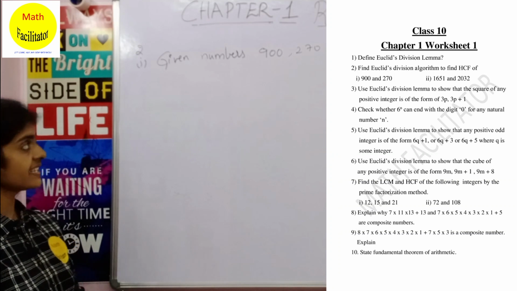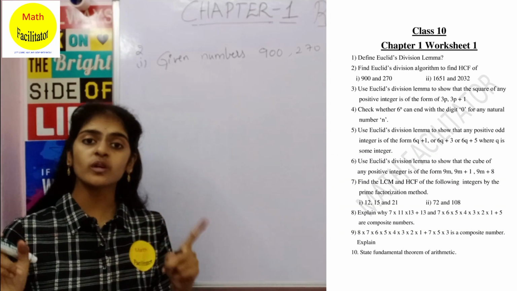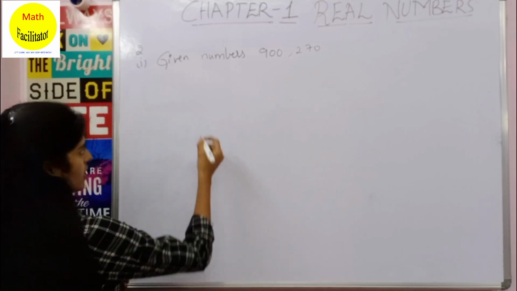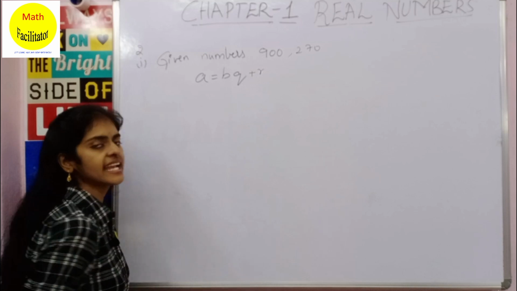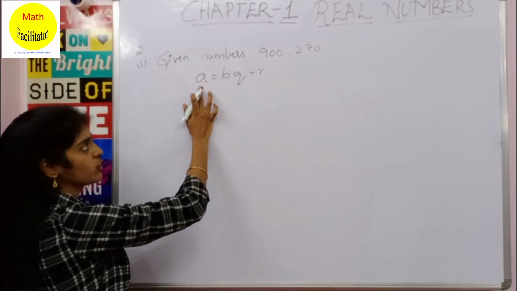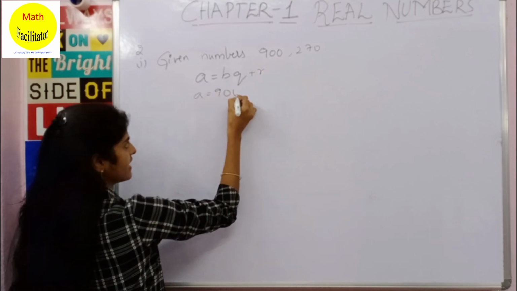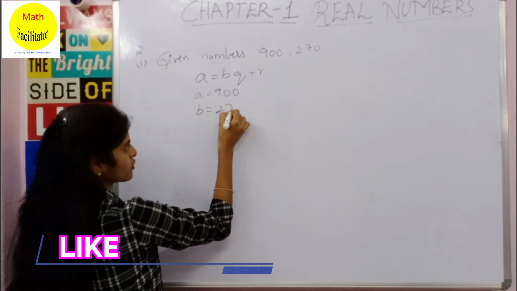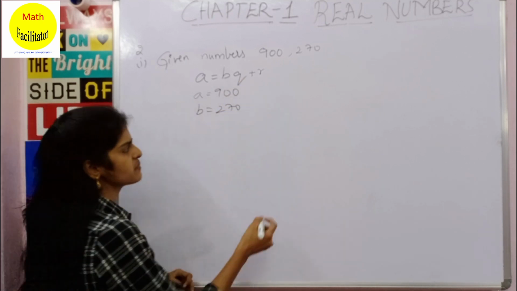So you have to find the HCF of 900 and 270. So how do you do that? Using Euclid's division lemma. So what is Euclid's division lemma? A is equal to bq plus r. Firstly, for the value of A, you always take the bigger number. Here, A is equal to 900 and B is 270. Now, the values of Q and R you can find by simple division.